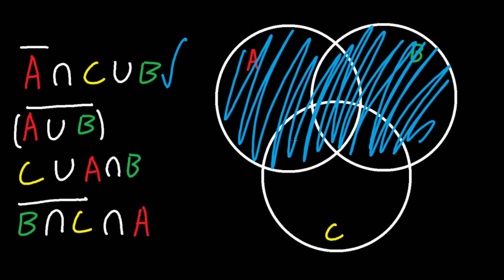Right? So this is A union B, correct? We shaded in A, and we shaded in B. This is A union B. Then we want to find the complement of this. So we want to color everything except for what we have already colored. Okay? So let's erase this. Let's color everything but this.